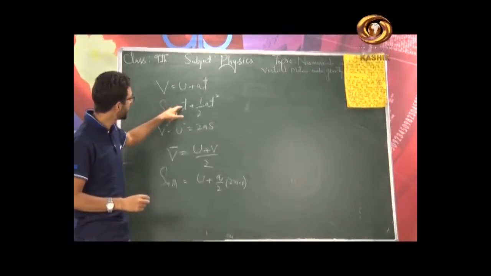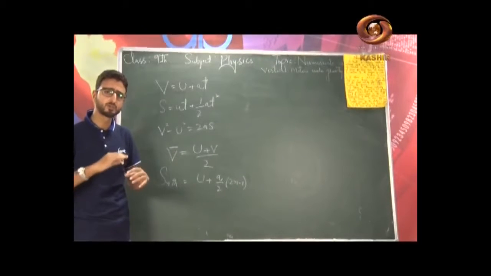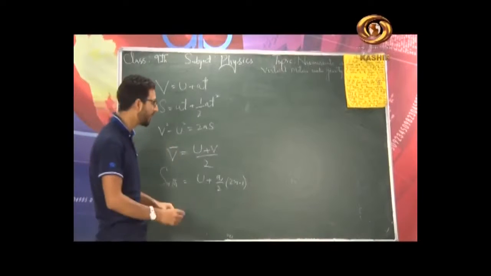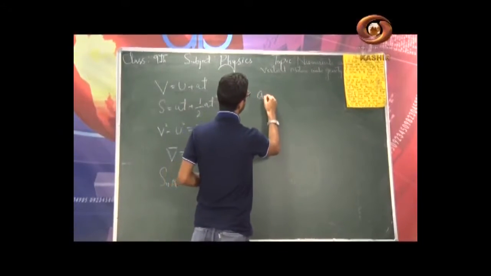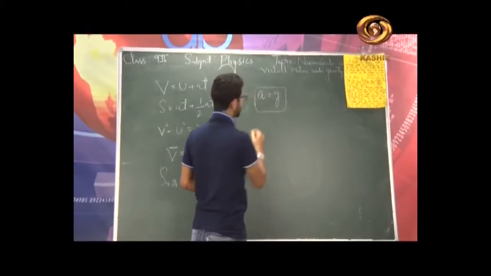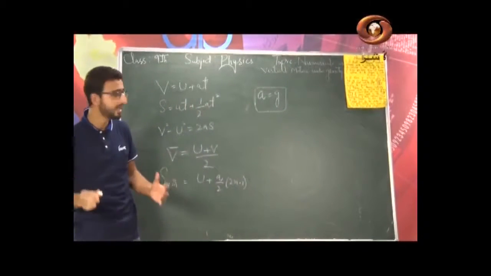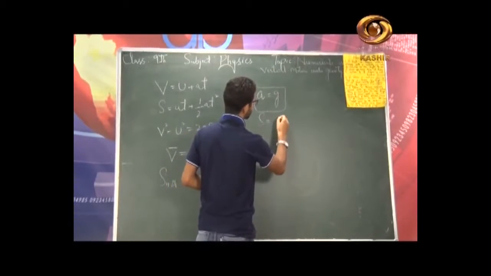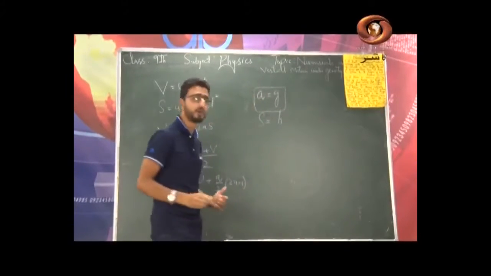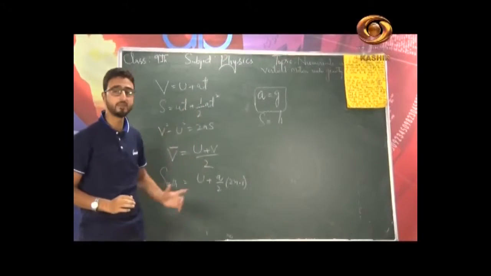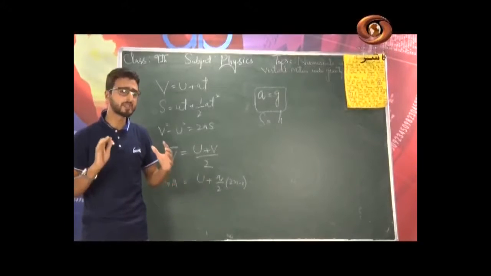Now we have already applied these 5 equations to vertical motion under gravity, that is for a freely falling body. What we do, we replace this A by G, the acceleration due to gravity, which we have discussed in detail, and we replace this S, the linear distance or displacement, by this H, the vertical height. But while applying these equations, we have to take care of the sign conventions.